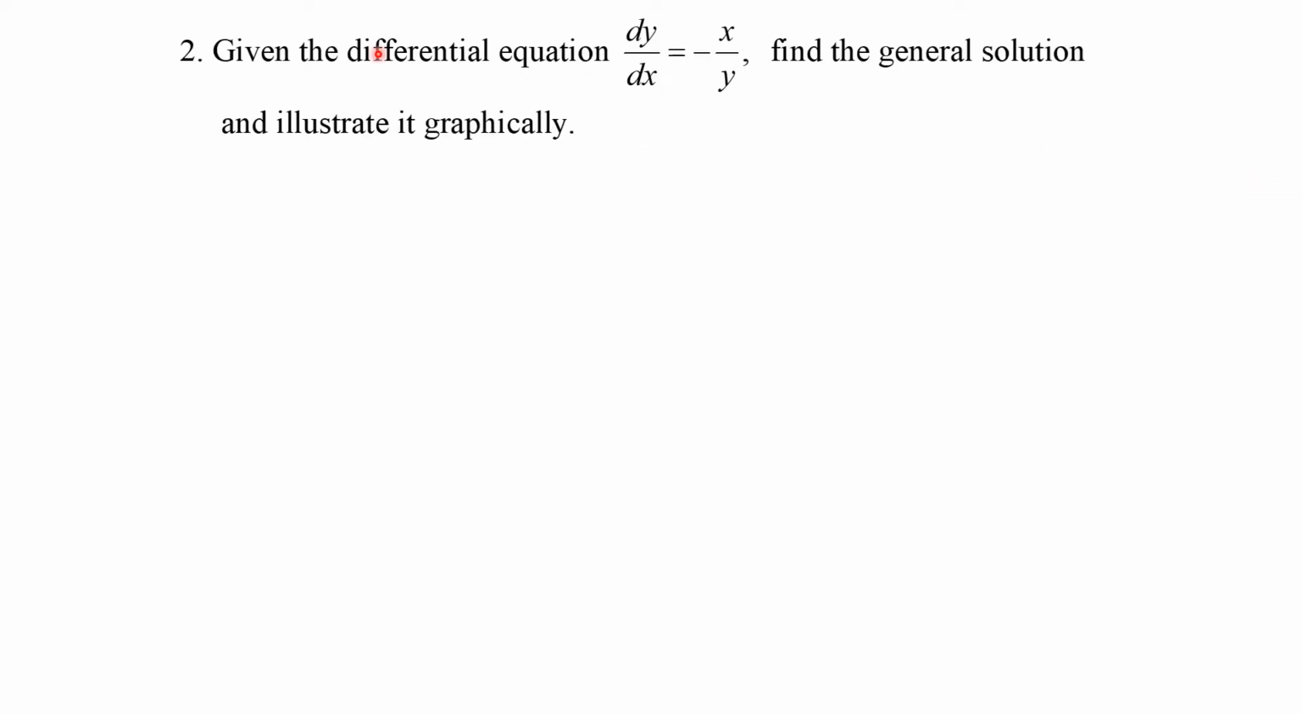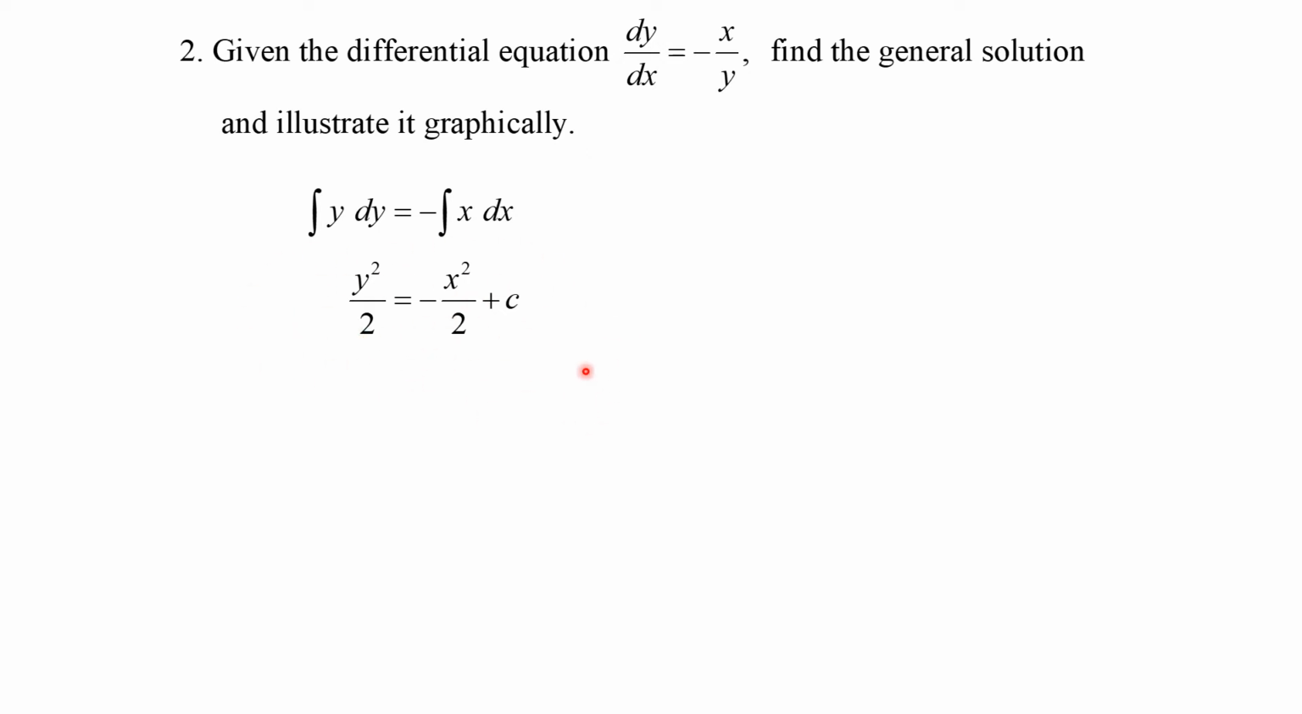Now we will look at the second example where you are given a differential equation. Find the general solution and illustrate it graphically. For this part, the first step, when you have x and y and dy/dx, is that in order to get a general solution, you need to integrate. So you need to separate the variables first: y with dy, just cross multiply, and x with dx. When you integrate both sides, you get this form.